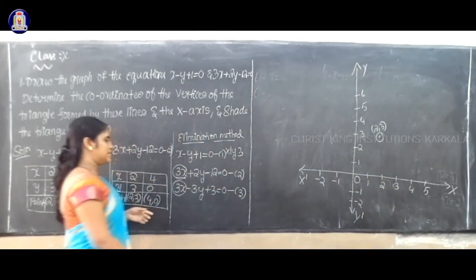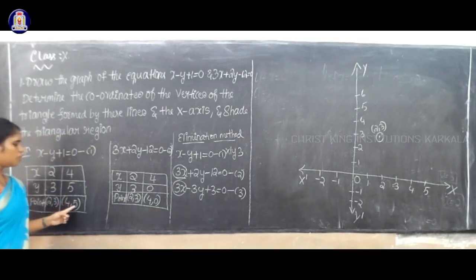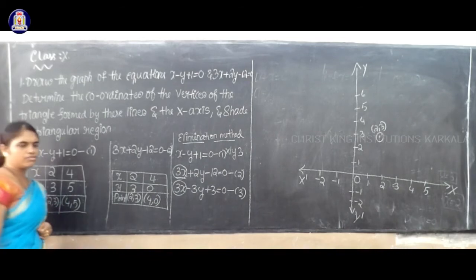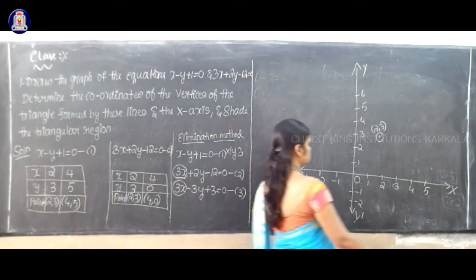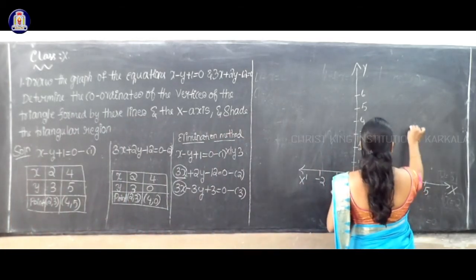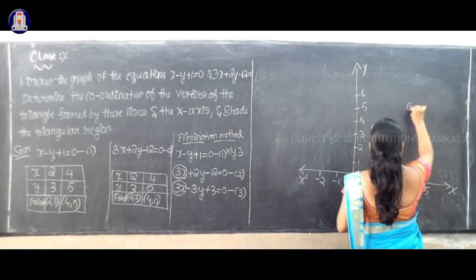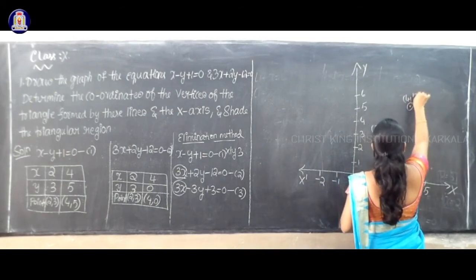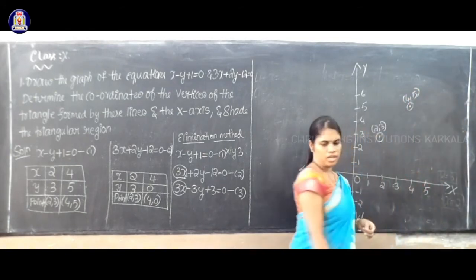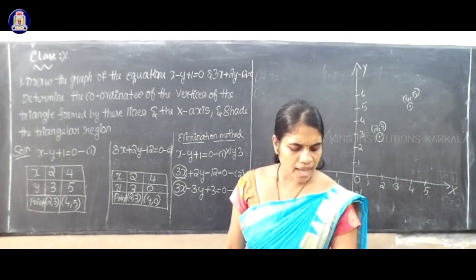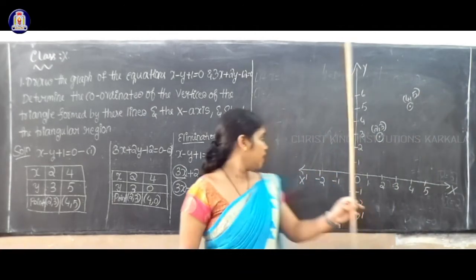Okay. Next point 4, 5. On the x-axis 4, on the y-axis 5. So this is your point 4, 5. Yes. So now I'll join those 2 points.